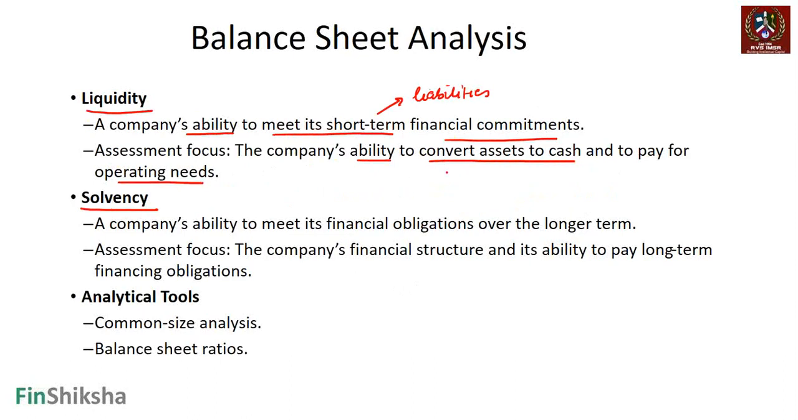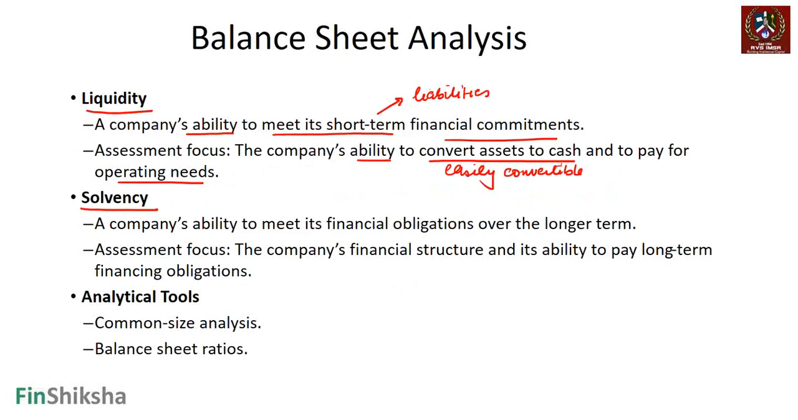What are the assets that are easily convertible to cash? How quickly can you convert those to cash? What is the number of those assets that you have with respect to your liabilities? And then try and look at extending that analysis in terms of how good or bad that liquidity situation is. That's the first part of the analysis.